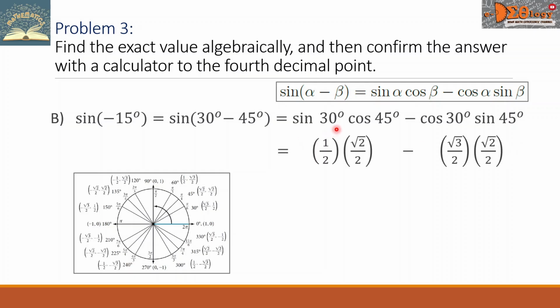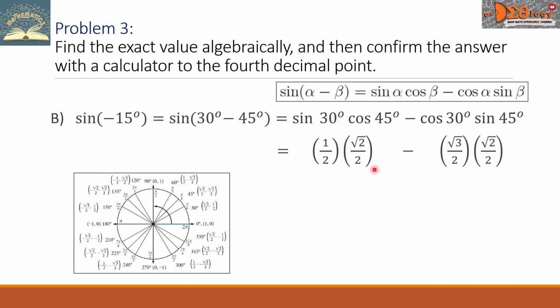With our unit circle, let us collect the values and substitute here. The sine 30 degrees is 1/2. The cosine 45 degrees is square root of 2 over 2. Then minus cosine 30 degrees is square root of 3 over 2. Then sine 45 degrees is square root of 2 over 2.